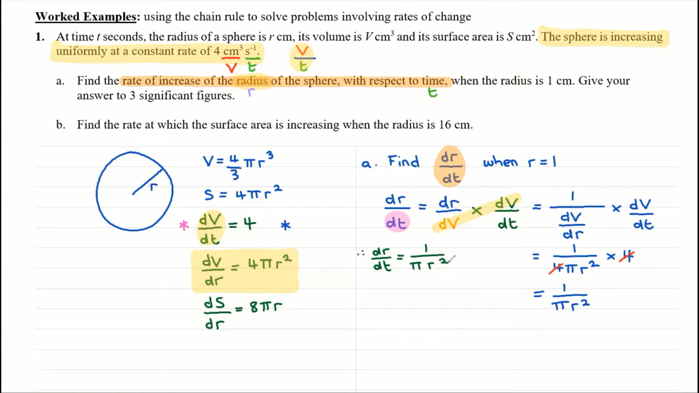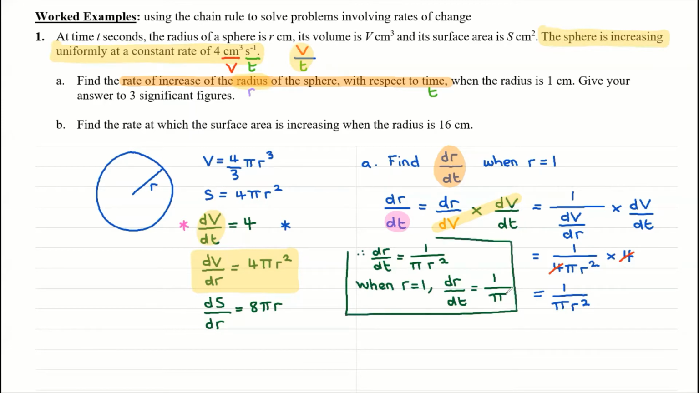Okay. Now we have to find this derivative when r equals 1. So when r equals 1, simply sub the number in. dr by dt is simply going to equal 1 over, now if you sub 1 in, of course, that's just going to be 1 over pi. Okay, and I'll better put that in a box so we don't get confused. There we go. All right, now I've got the exact answer there.